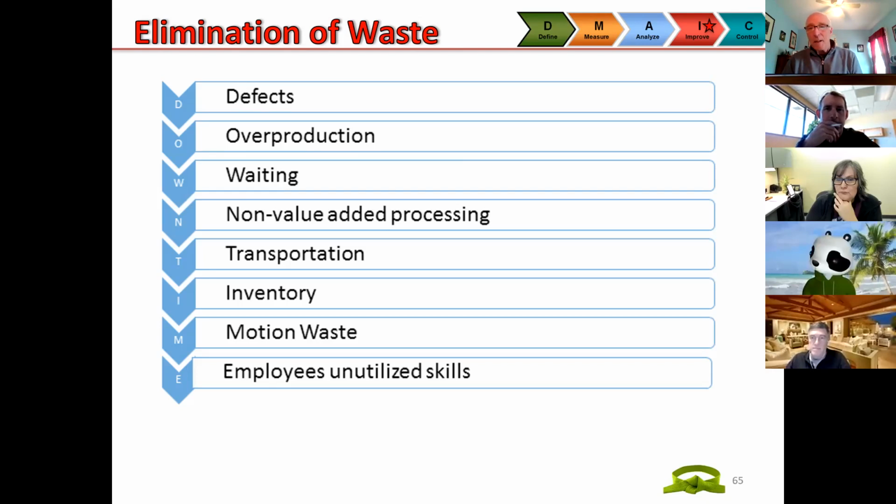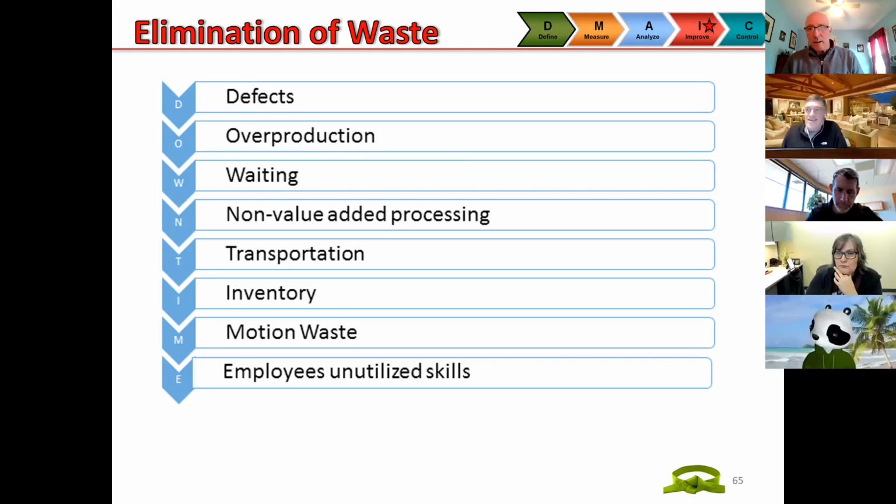Inventory is sleeping money. It's money that we've already spent. We've spent it in payroll. We've spent it in materials. We've spent it in overhead, and yet we haven't been paid yet. And it takes the form of raw material, and it takes the form of finished goods. Sleeping money is basically how my hero Taiichi Ohno termed inventory.